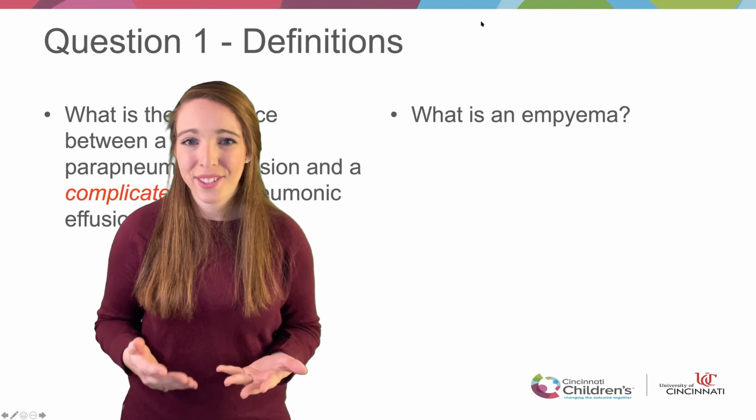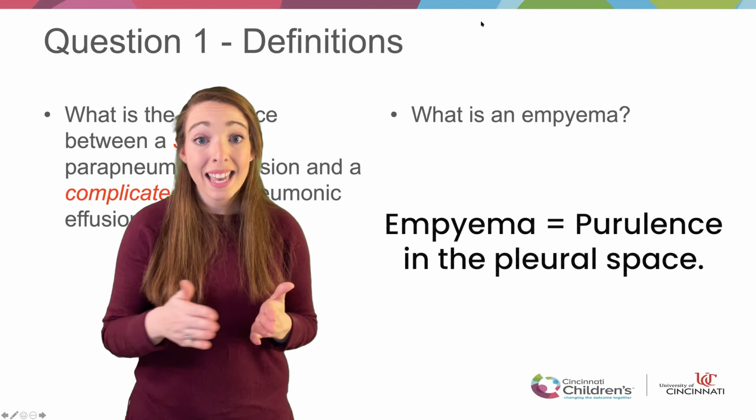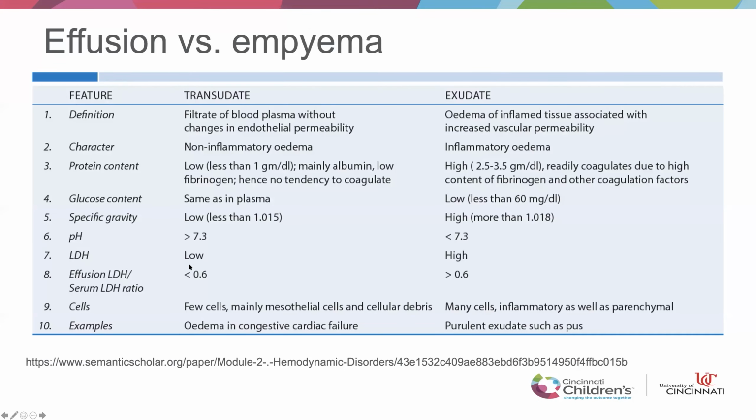To take matters further, an empyema refers to purulence or pus in that pleural space. Acidotic, protein in there because of a lot of inflammation, so the blood vessels are more permeable, so you get a lot of exudate in the pleural space, which leads to white cells and pus.